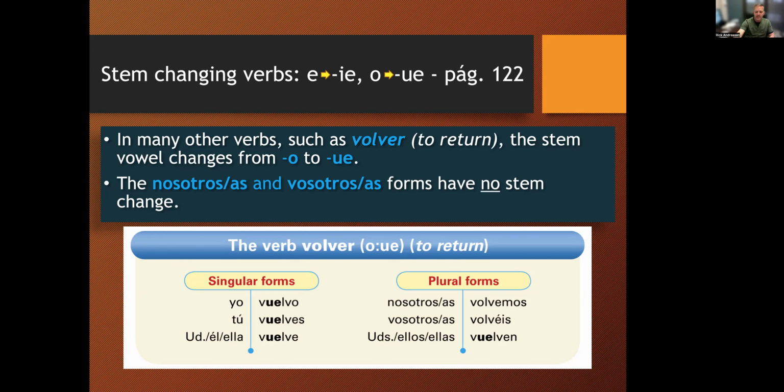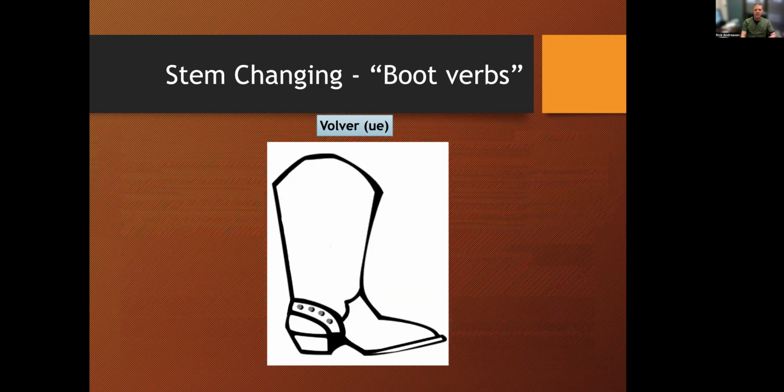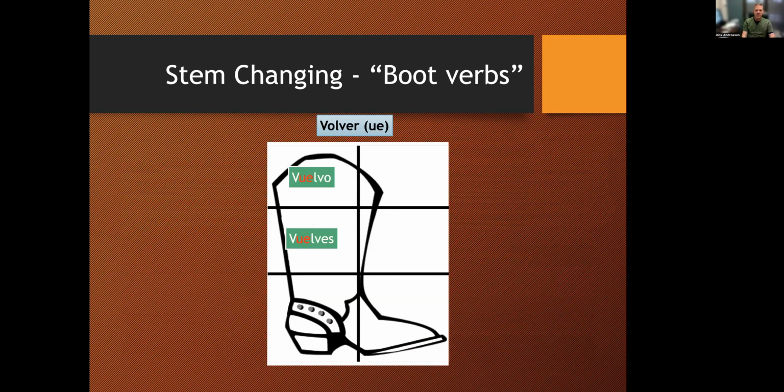Tú vuelves. Usted, él, ella vuelve. Nosotros, nosotras volvemos. Vosotros, vosotras volvéis. Ustedes, ellos, ellas vuelven. Okay? So once again, the conjugations in the shape of a boot are the ones where, in this case, the stem is changing from an O to a UE for the verb volver.